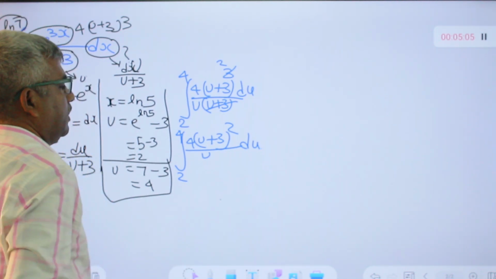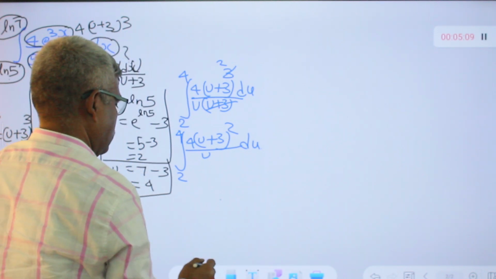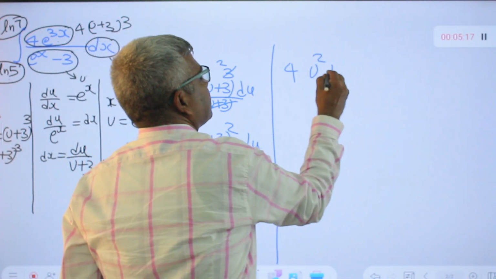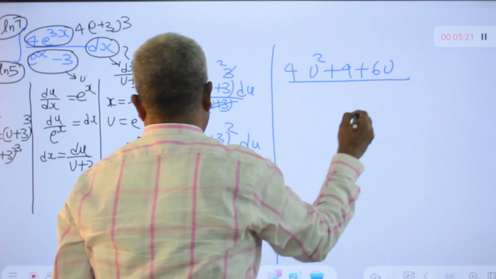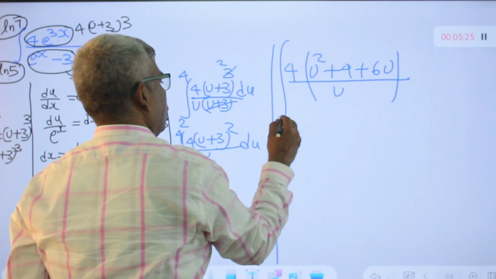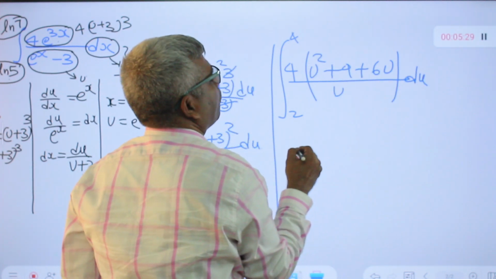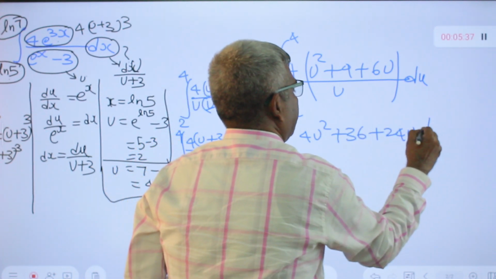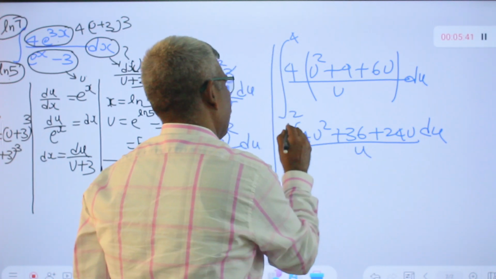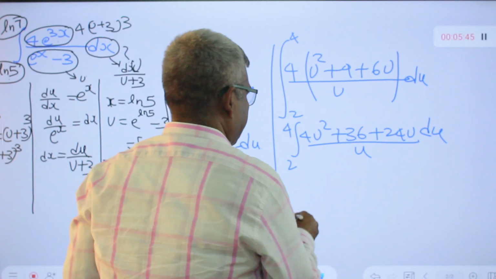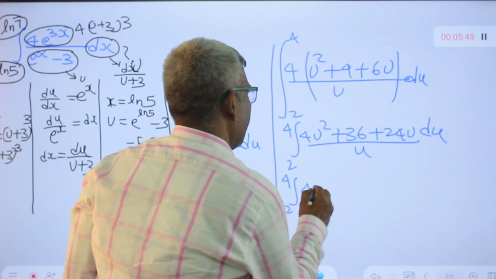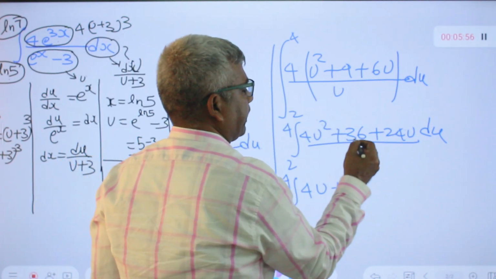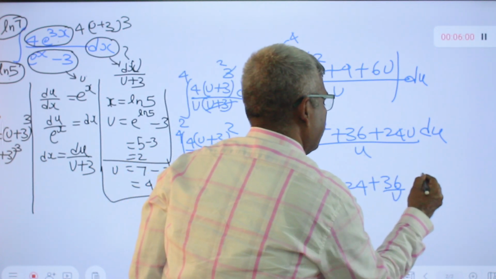Now, u plus 3 whole squared is what? U squared plus 9 plus 6u, divided by u, 2 to 4, du. So 4 u squared plus 36 plus 24u, du by u, 2 to 4. I am expanding one by one. Then 2 to 4, 4u plus 24, the u squared over u will be 1, 24u over u will be cancelled, plus 36 by u du.